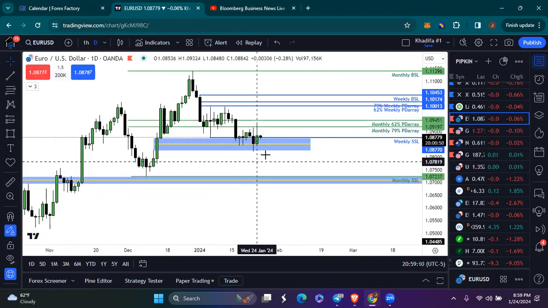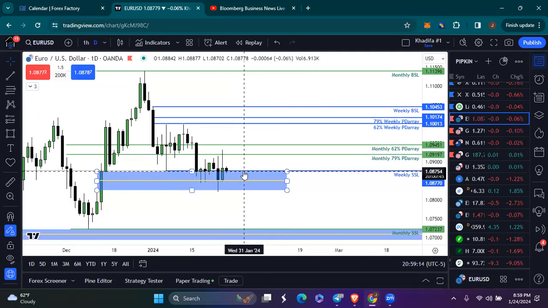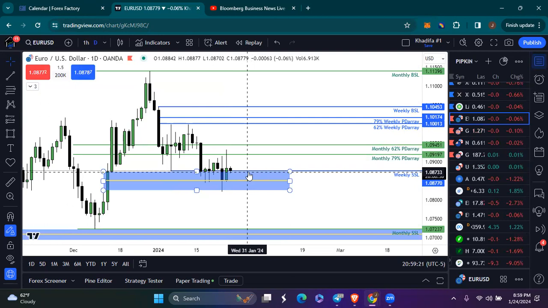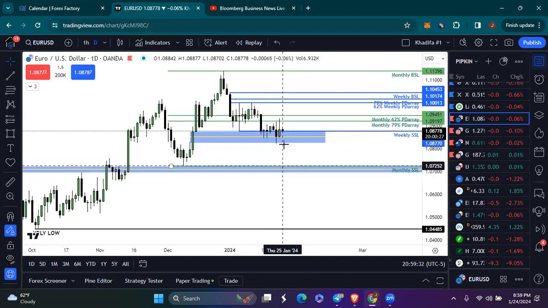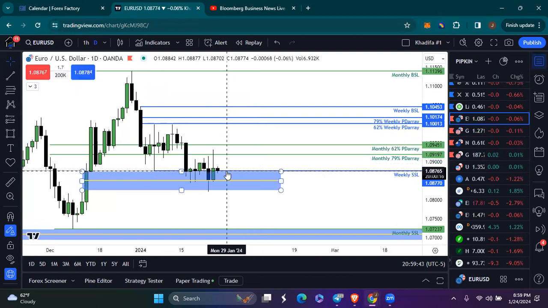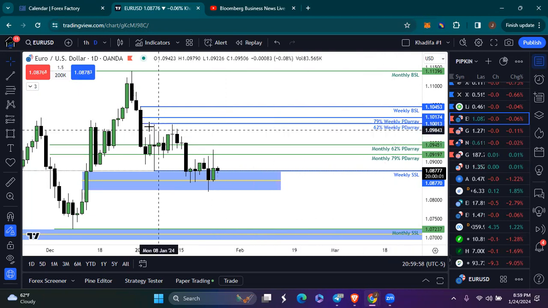Depending on what the dollar gives us throughout the rest of the Asian market and going into London, will depend on what we will see out of currencies. If the dollar continues higher, then of course we will see this sell side liquidity, monthly sell side liquidity run, right? If the dollar continues lower, then we should see Euro USD push back above these monthly PD arrays and reach for the weekly PD arrays above these equal highs here, right?